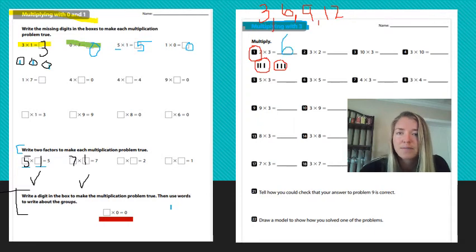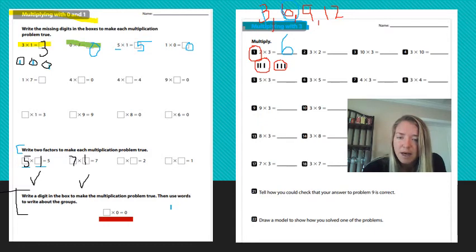I could also have drawn an array, or I can look up here at my times table and know 3 times 1, this would be 1, and this would be 2. So if I count 3 2 times, I would get 6 as my answer.